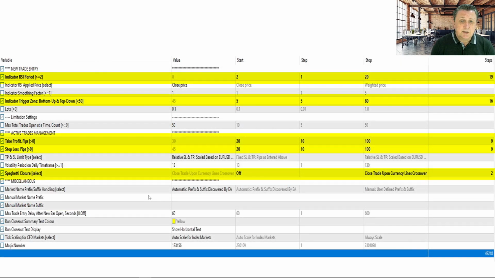Now, for the testing itself of the robot, obviously there are some settings in here. There's the RSI period indicator that you have to set up. That is the major part of this EA. And for this particular one, we have just tested from 2 to 12. Now the stop is from 2 to 20. We are slowly but surely expanding our test areas here. The indicator trigger zone also, when is it going to come in?